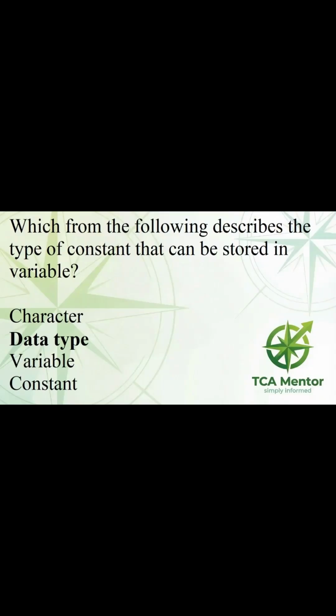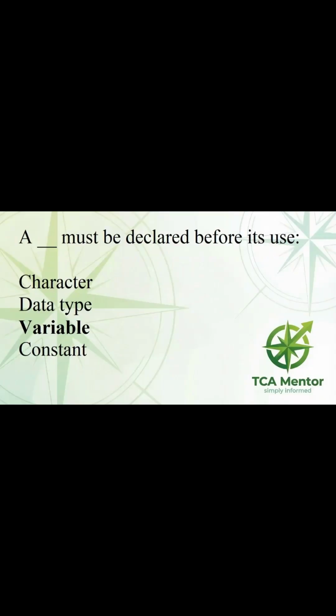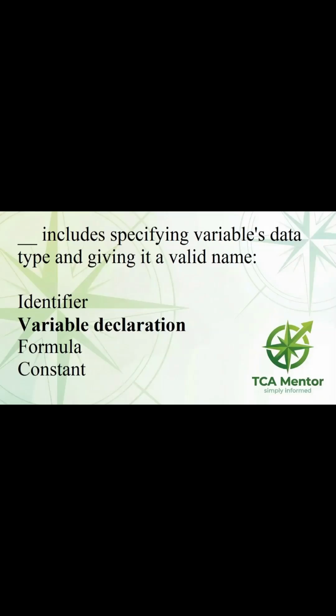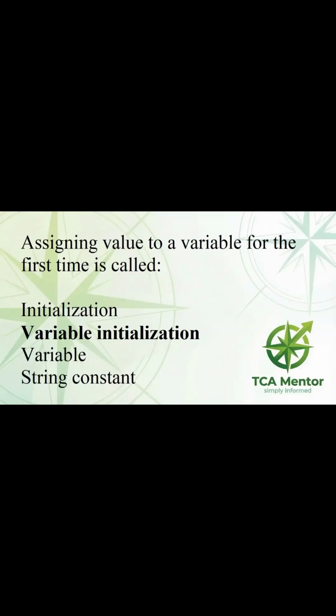Which from the following describes the type of constant that can be stored in variable? A ____ must be declared before its use. ____ includes specifying variable's data type and giving it a valid name. Assigning value to a variable for the first time is called.